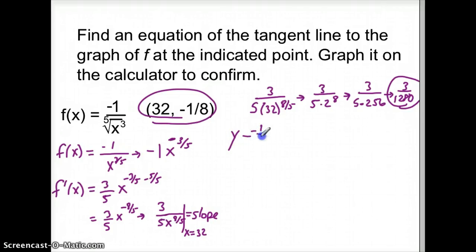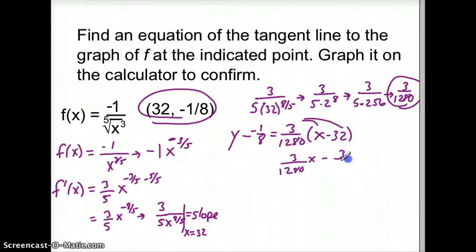y minus y1 equals m times x minus x1. Distribute. So this is 3 over 1280x minus 3 over 40. And then this is y plus 1/8.